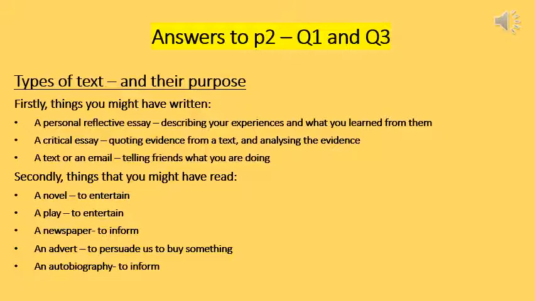Secondly, there's a group of things that you might have read by other people. So we've got a novel to entertain, or a play to entertain, a newspaper which mainly seeks to give information, or an advert to persuade us, usually to buy something. And then there's an autobiography in which the writer seeks to inform us about their lives.